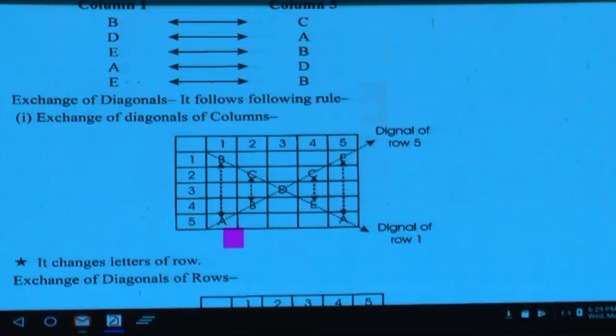Then coming to this one, now exchange of diagonals. Now if you observe here, exchange of diagonals of columns. Now we are starting with B and moving along this diagonal. Now this is the diagonal of row 1. Why is it called diagonal of row 1 by exchanging the columns? Because whenever the columns got interchanged or exchanged, the letters in the rows will get interchanged.